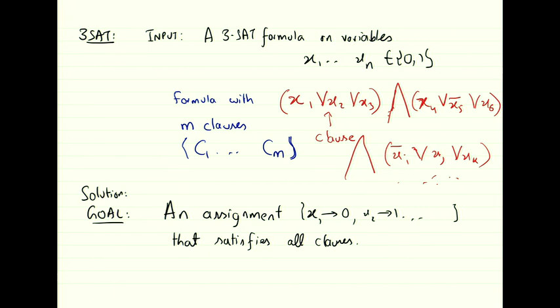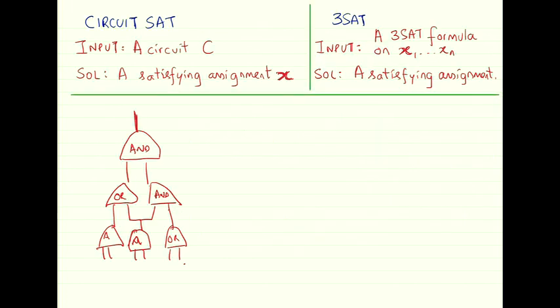The naive algorithm takes 2 to the n time: you try every possible assignment and see if it satisfies all the clauses. You can also see it's an NP problem. If I give you the assignment, you can just check that it satisfies all the clauses. So it's an NP problem. The first thing we'll prove now is that 3-SAT is NP complete.